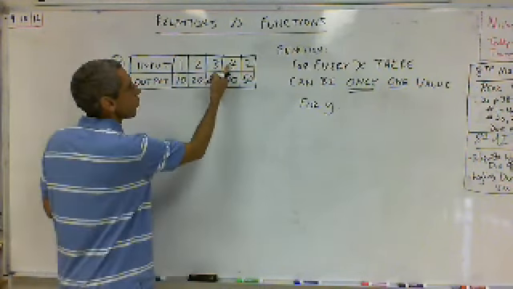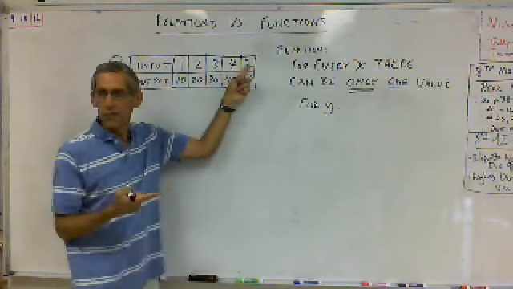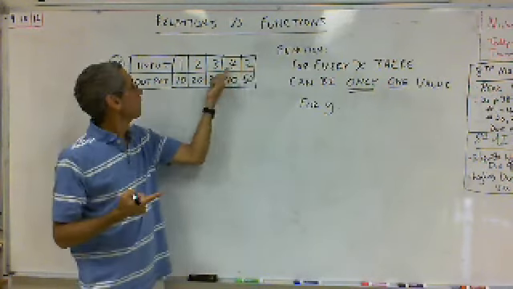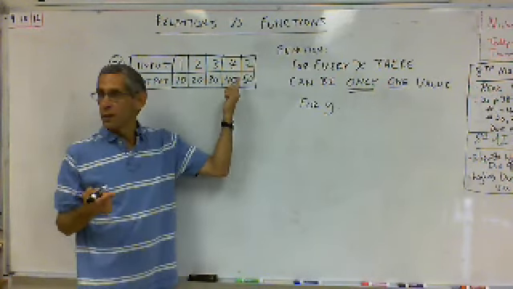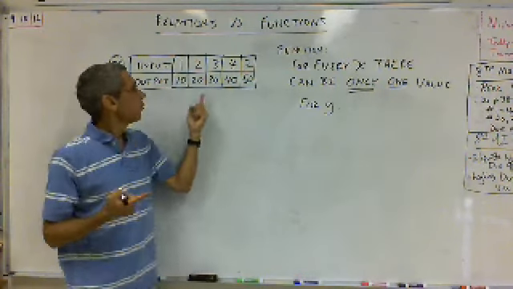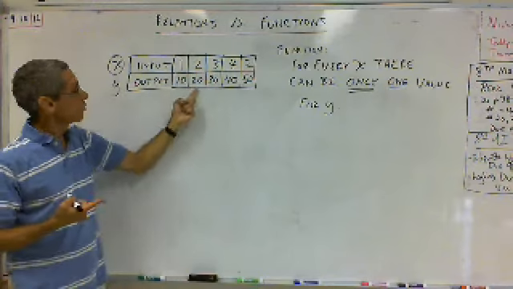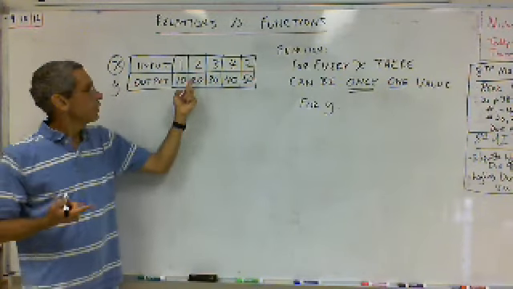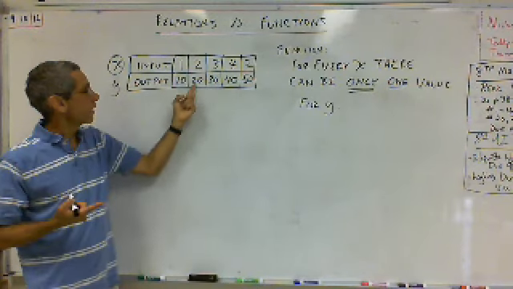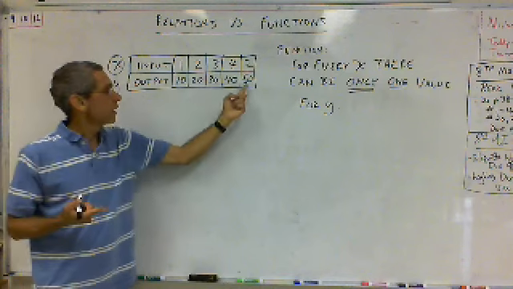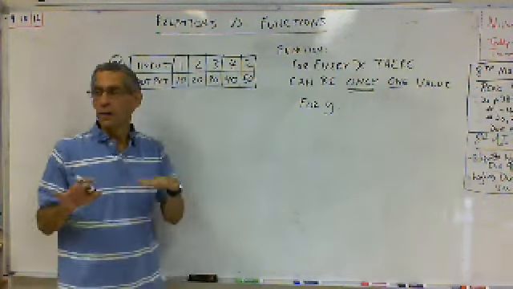1, 2, 3, 4. If that was 5 or any number other than one of these numbers, it would be a function because it would only have one value. But notice the 2's are repeated, right? The 2 has two different values. When x is 2, I could either have a value of 20 or I could have a value of 50. It's not a function.